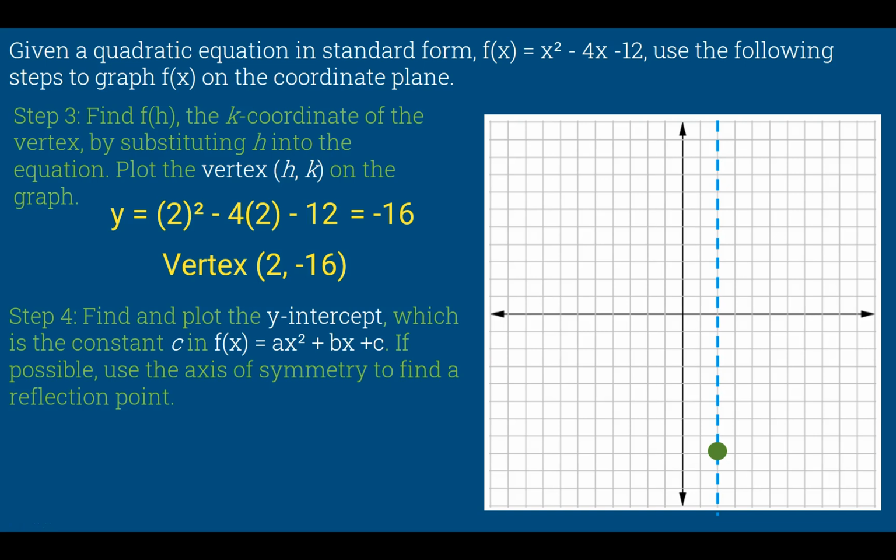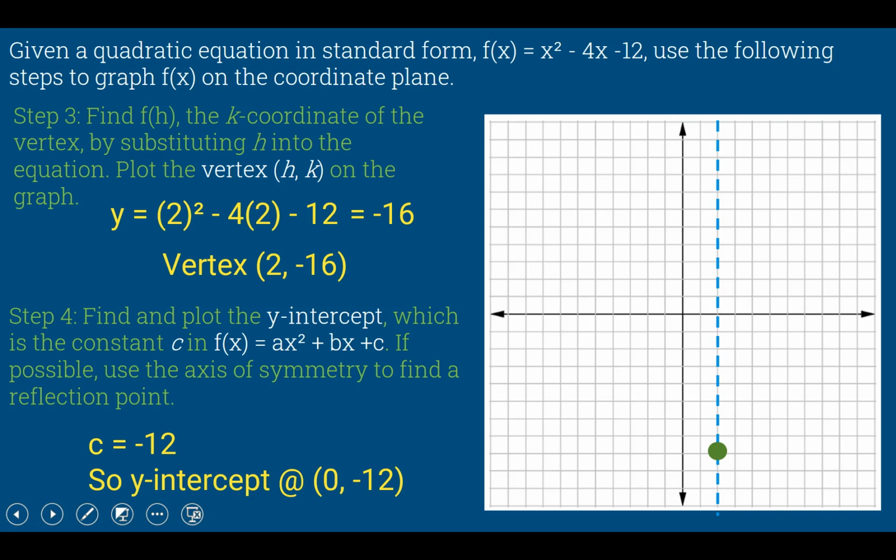All right, step 4. You like step 4. Step 4 is the y-intercept. You like it because there's no math involved. It's a piece of my equation, isn't it? It's the c value in our equation. So what is my y-intercept? Negative 12. So it is 0, negative 12 is how you say where it is. So we can go ahead and plot that point on our y-axis on our parabola.